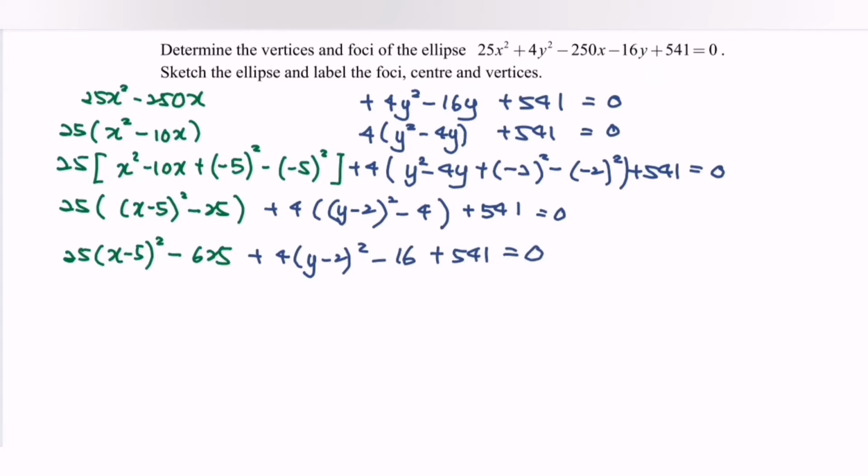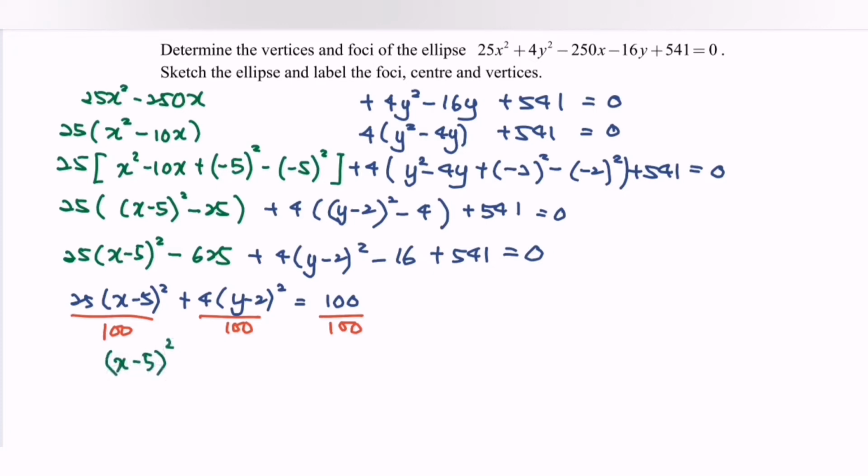Rewrite the situation. So we have 25 multiplied by x minus 5 squared plus 4 multiplied by y minus 2 squared. Here we have negative 625 minus 16 plus 541, so we will have negative 100. Kindly rearrange, so here we will have positive 100. Kindly divide, or we can set every term over 100 so that we can have the standard form for the ellipse. So finally, x minus 5 squared over 4 plus y minus 2 squared over 25 equals 1. So here we have the standard equation of the ellipse.